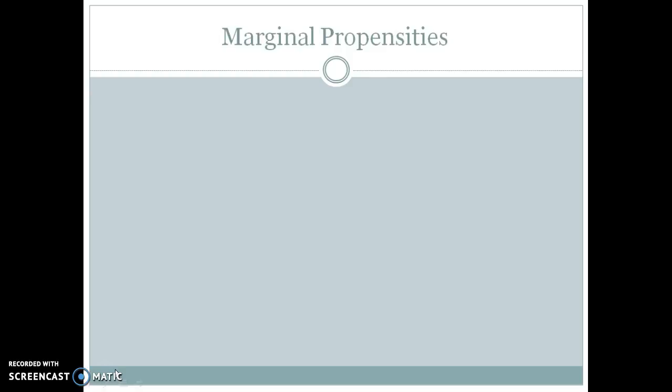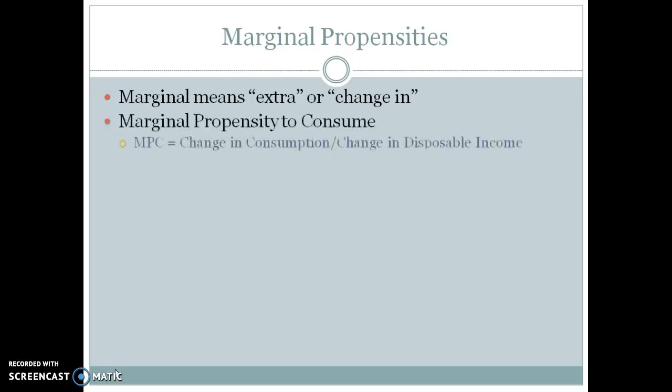Marginal propensities are a little different, in the sense that with marginal propensities, what we're looking at is what proportion of each additional dollar of income consumers will spend. When we get to marginal, we're looking at extra, or change in, and I think the big piece there is the change in. So to get the formula for the marginal propensity to consume, we take the change in consumption and divide it by the change in disposable income, and that gives us our MPC.